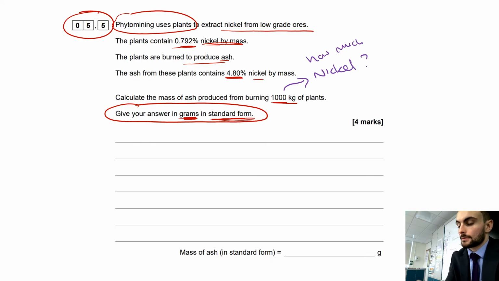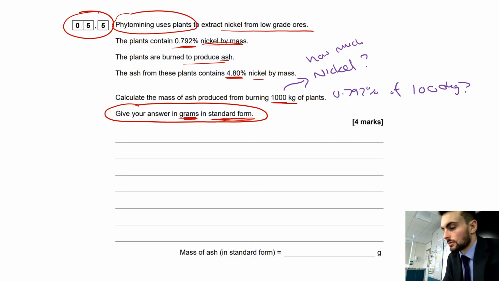In 1,000 grams of plants. So the first thing we need to figure out is what is 0.792% of 1,000 kilograms. There's a number of ways to do this. You can divide by the number and then times by 100. What I always do is turn it into a decimal and then times it by that, because it makes it a lot easier.